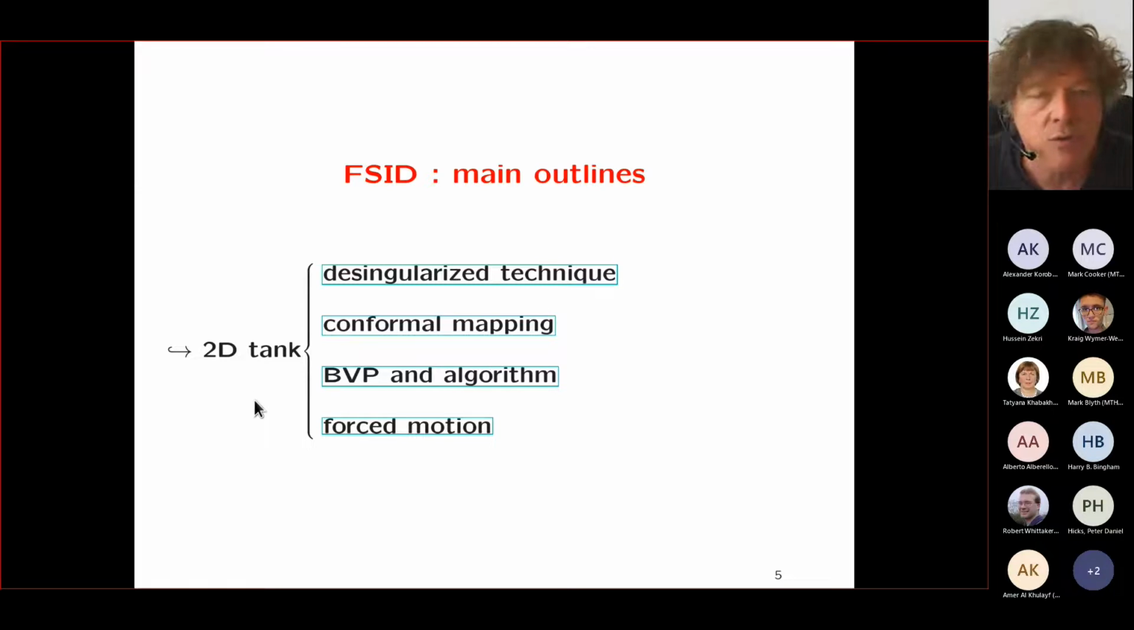The equations are posed in a 2D configuration using a so-called desingularized technique, meaning that the velocity potential can be decomposed as the influence of singularities located outside the fluid domain, so no integral equation to discretize. And by using conformal mapping, because we are in a 2D configuration, we can get rid of the impermeability condition on the walls of the tank.